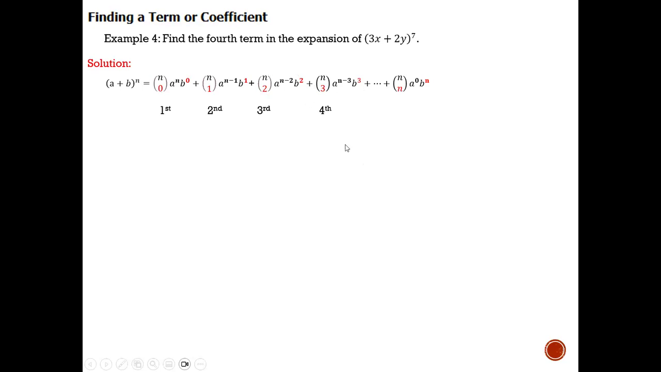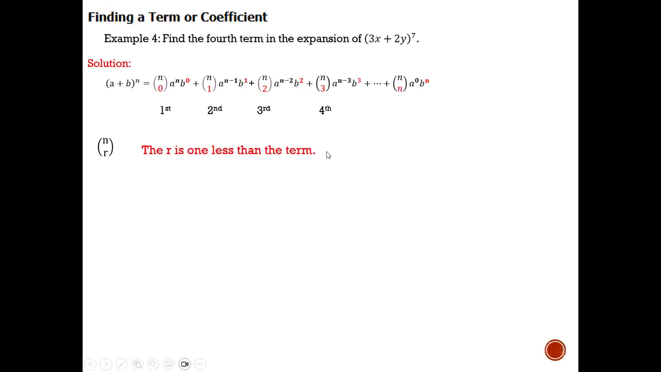Okay, what if we just want a specific term? I don't want the whole expansion. Okay, so this would be the whole expansion, but remember, each of these represents a term. This is the first term, this is the second, this is the third, this is the fourth, and so on. So when you want a specific term, like the fourth term, we only want this value right here. We don't need to do the whole expansion.